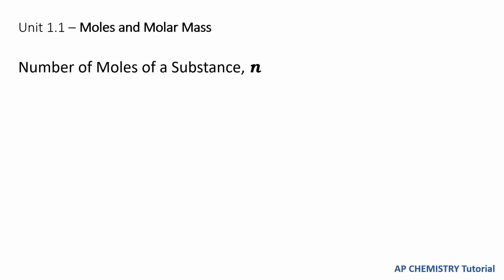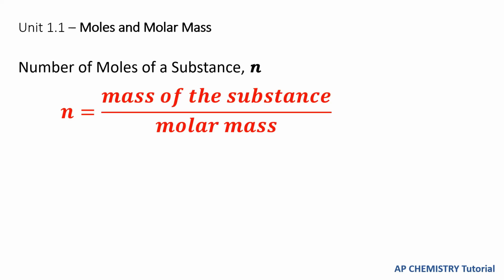And so let us now proceed with determining the number of moles of a substance. The number of moles of a substance is denoted by small letter n, and we can determine the number of moles using this formula: n is equal to the given mass of the substance over its molar mass.